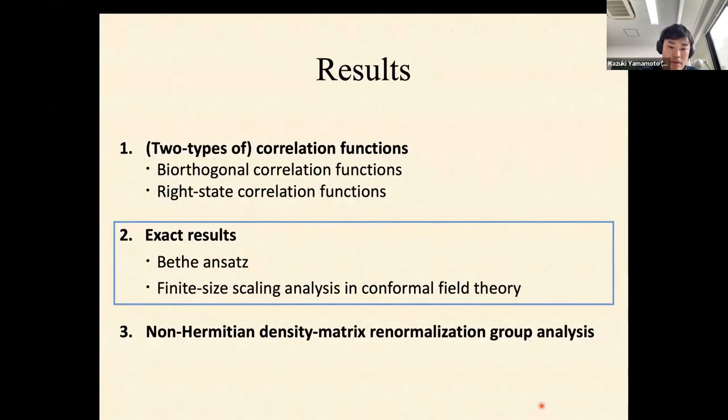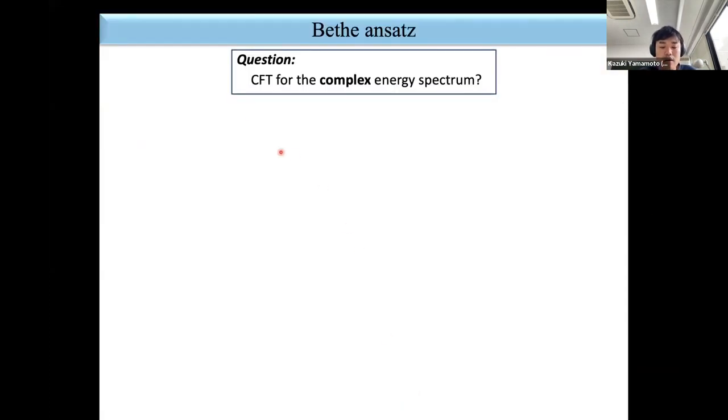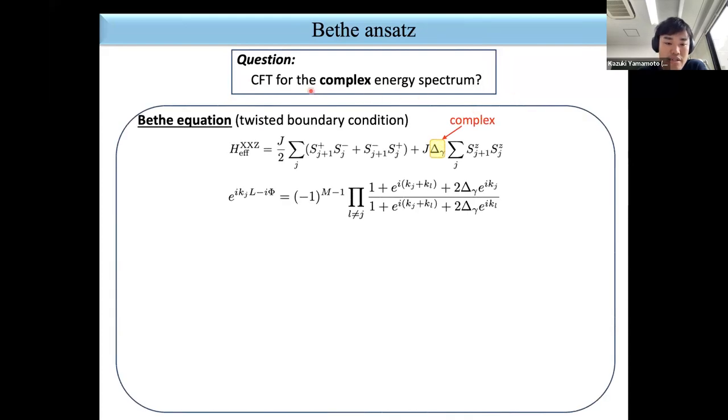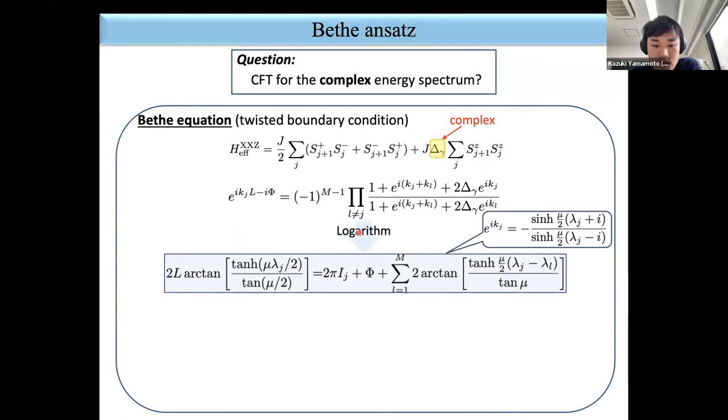Okay, now I go to the exact results. In the following, we want to consider the question: how to construct a CFT approach for the complex energy spectrum. To consider such a question, we first construct the Bethe equation with twisted boundary condition for the sake of convenience. And this is the non-Hermitian XXZ Hamiltonian with complex valued anisotropy parameter. And this is the Bethe equation. And then we can take the logarithm by applying these types of parameterization, and we obtain the Bethe equation.